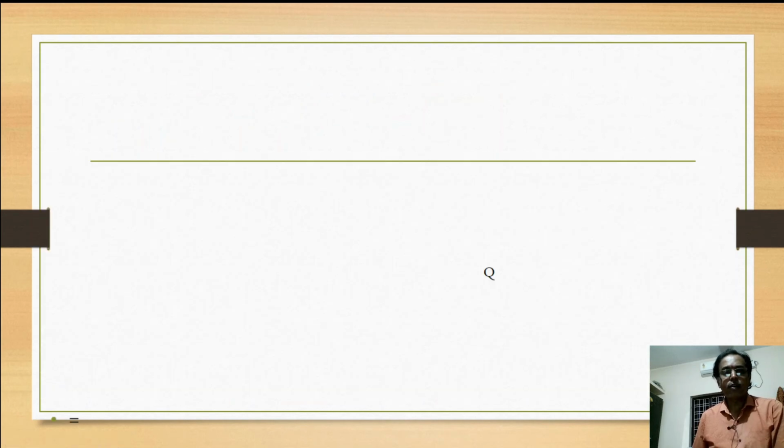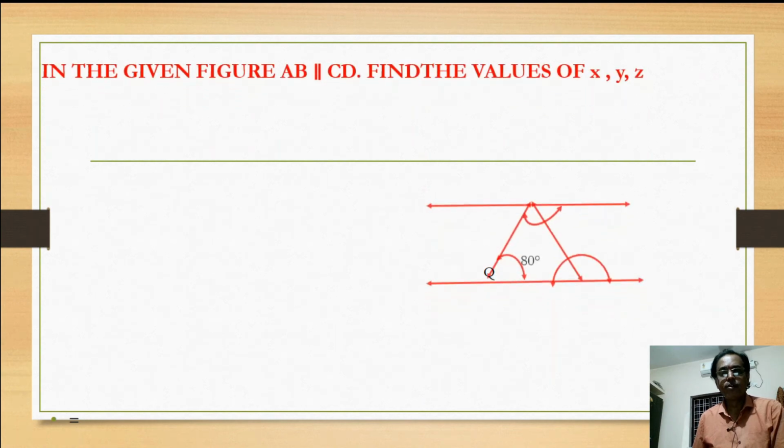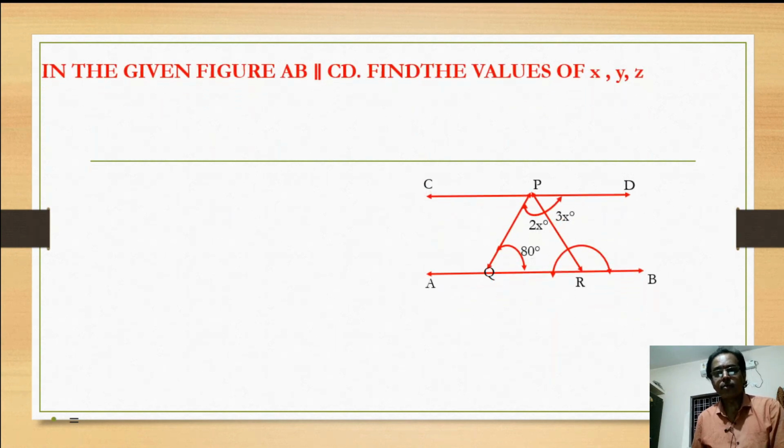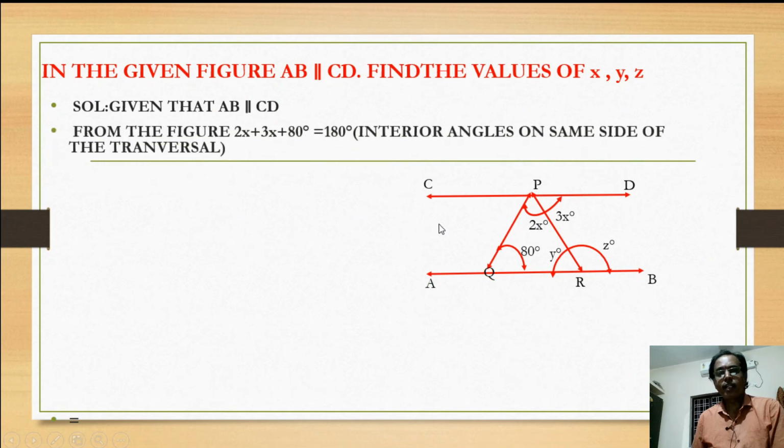Okay. Now, this is also very important. In the given figure, AB is parallel to CD. We have to find x, y, and z values. Okay, children, now here AB is parallel to CD, and again from the figure we have the combination of angles 2x plus 3x and another angle of 80 degrees. PQ is the transversal, with 2x plus 3x and 80.